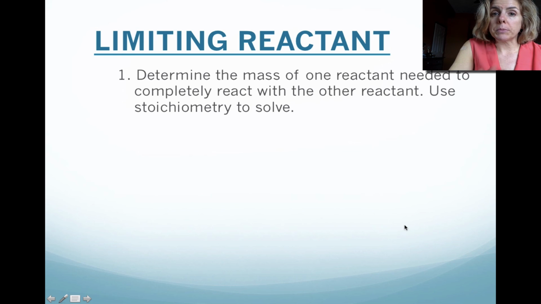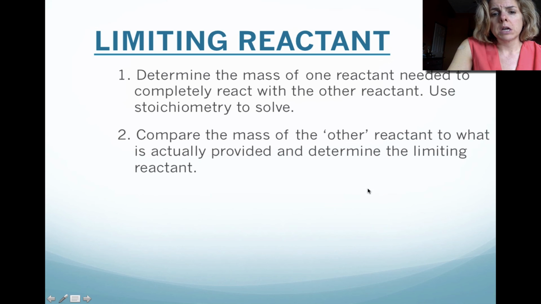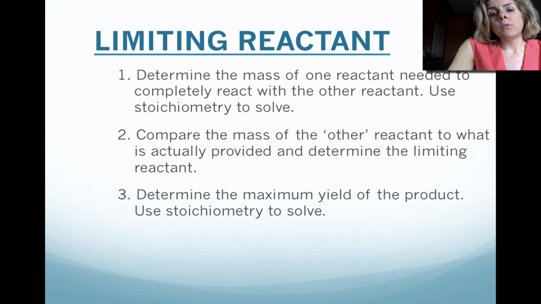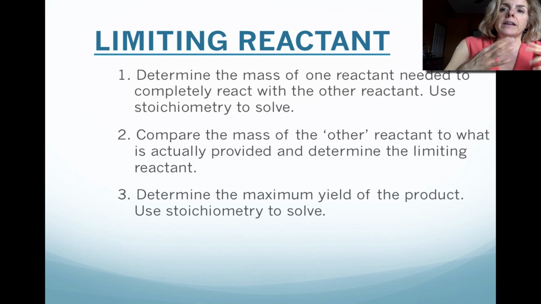Okay, so how do you determine the limiting reactant? You first want to determine the mass of one reactant, and then you're going to use the mole ratio to help you figure out which one is smaller. So you're going to take the mass of one reactant and compare it to the other, and you're going to find which one produces the least amount of moles. And once you figure out which of the two is the limiting reactant, you want to take that amount and then convert it into mass of product. And that will be the maximum yield of that reaction.